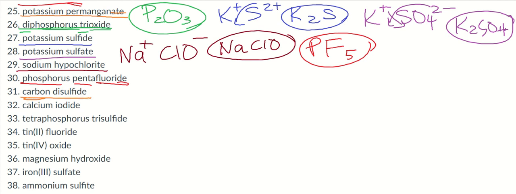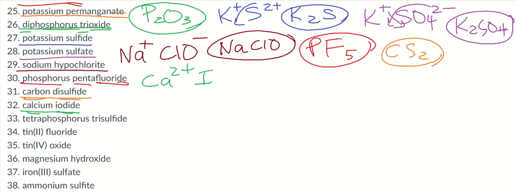Carbon disulfide, again, 2 nonmetals. Use the prefixes. Di means 2. There it is. Calcium iodide. Calcium is a metal and iodine a nonmetal, so it's an ionic compound. We need charges. Crisscross those charges.